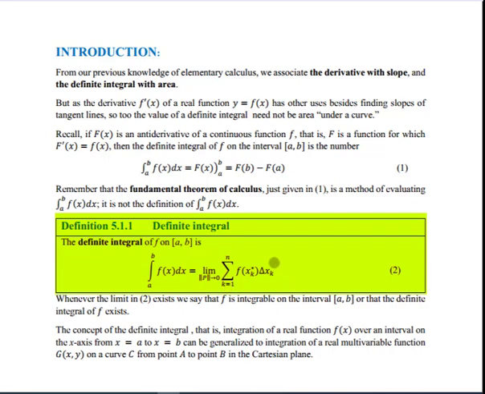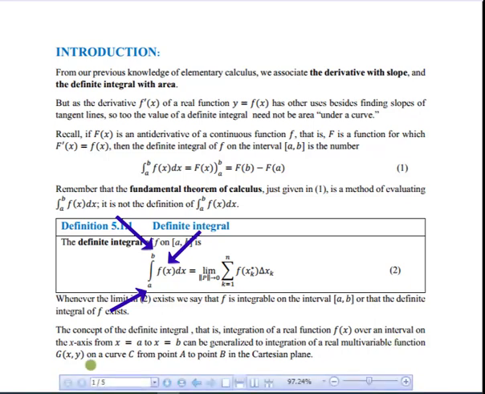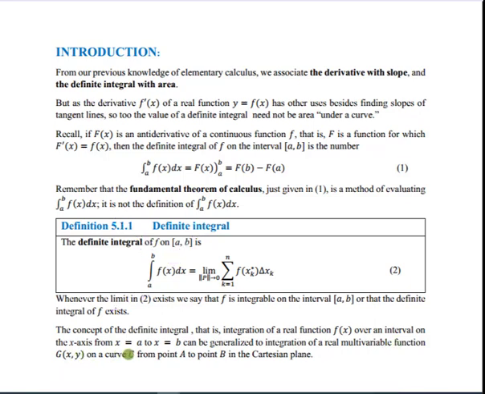Here we just discuss how we will apply this definition to line integrals. Whenever the limit in (2) exists, we say that f is integrable on the interval [a, b], or that the definite integral of f exists. The concept of the definite integral, that is, integration of the real function f of x over an interval on the x-axis from x equals a to x equals b, can be generalized to integration of a real multivariable function capital G of x, y on a curve C from point A to point B in the Cartesian plane.